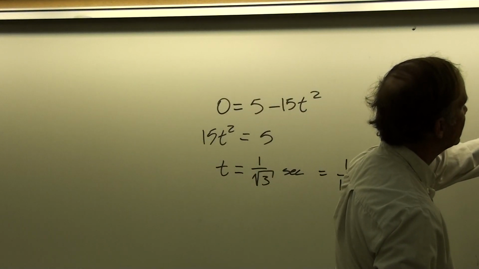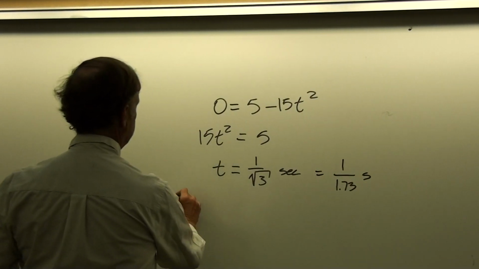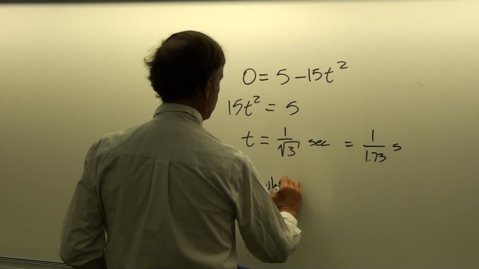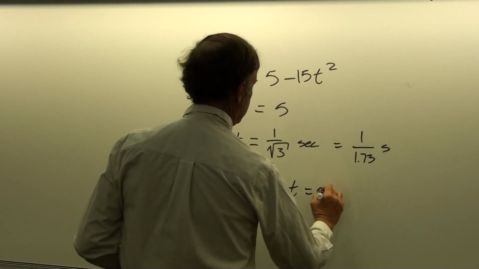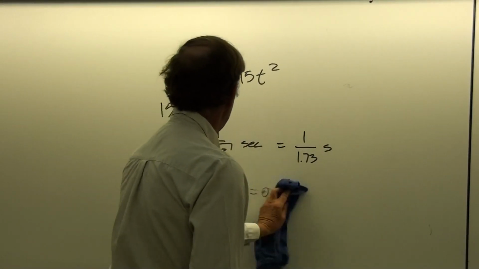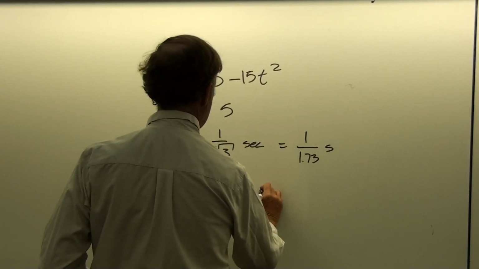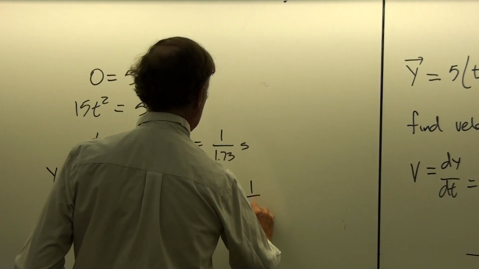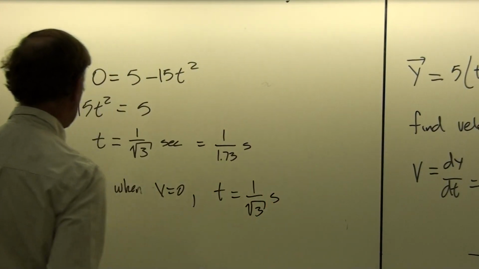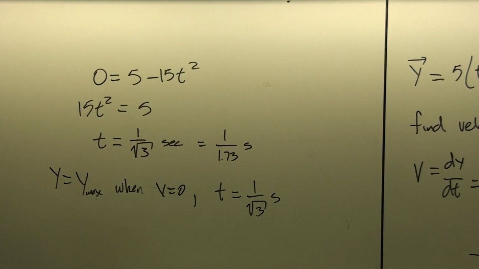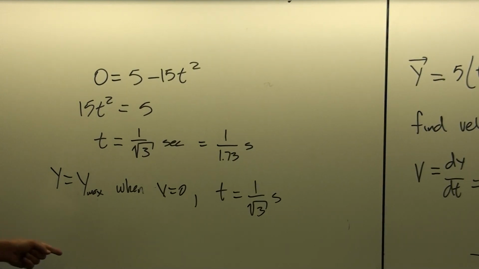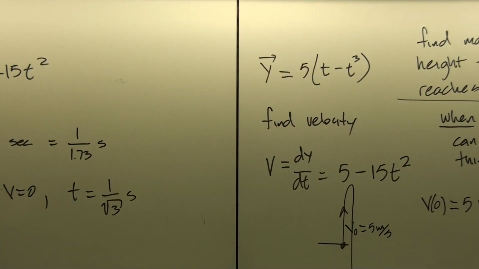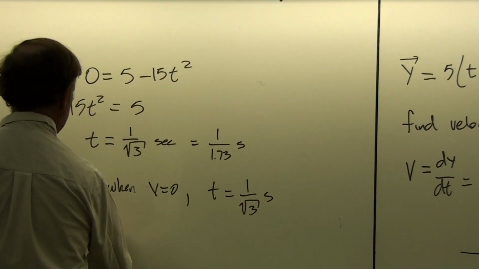Then once we have that expression for the time, that's the time that can be plugged back into this expression to find y max. So y equals y max when v final is equal to 0. And that is when t equals 1 over root 3 seconds. Okay, so now I can take and evaluate this function when time equals 1 over the square root of 3.